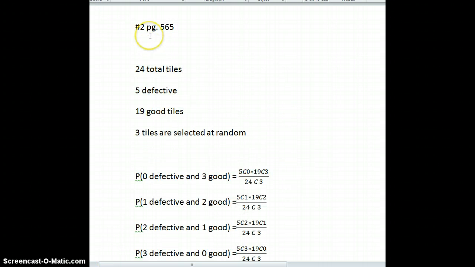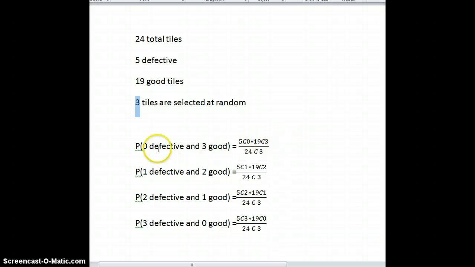For number 2 on page 565, here's the situation. They tell us there's 5 defective, which means there has to be 19 good tiles, and we're selecting 3 at random. So there are only 4 options. We can select 0 defective and 3 good tiles, or 1 defective, 2 good, 2 defective, 1 good, or all 3 defective and 0 good.